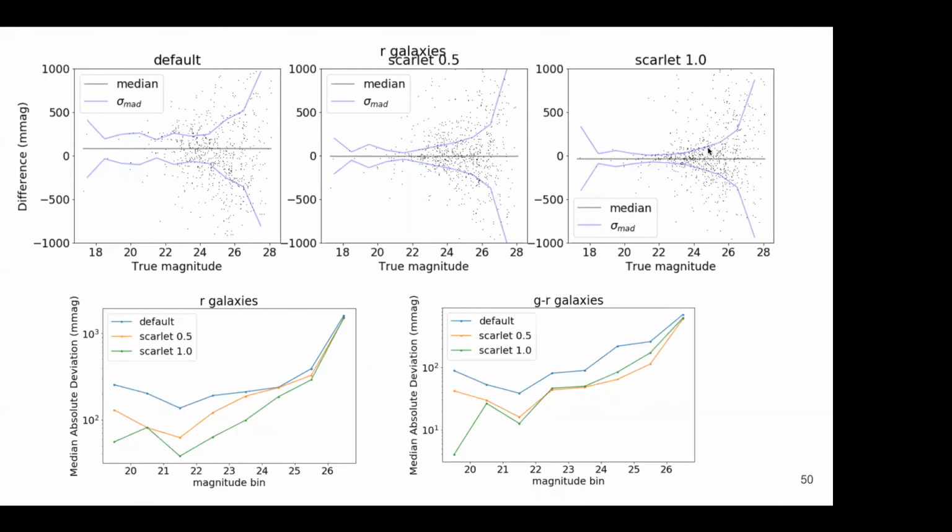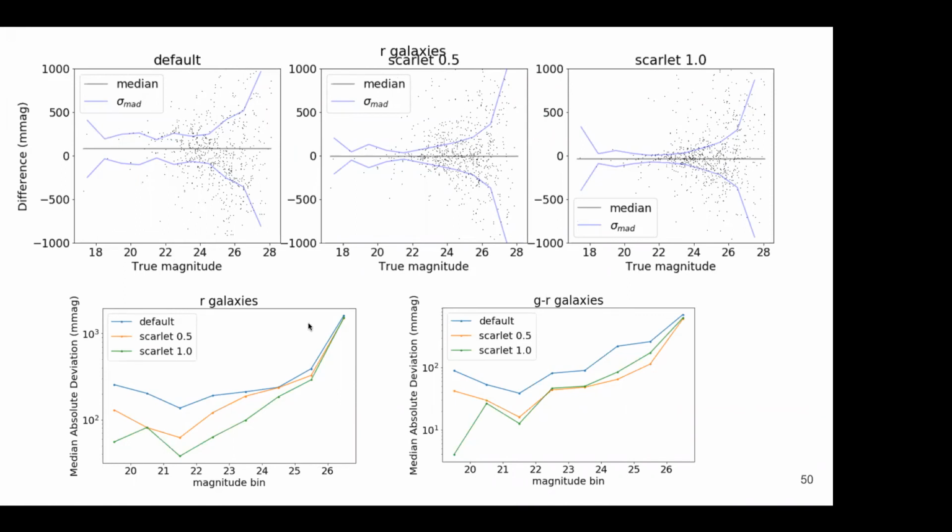And on the right, this is the newest version of Scarlet this year that implemented Peter's new algorithm. So you can see we were already doing better last year, and we significantly improved things even just in the last few months. And in the bottom left, each of these lines is the median absolute deviation in the different magnitude bins.